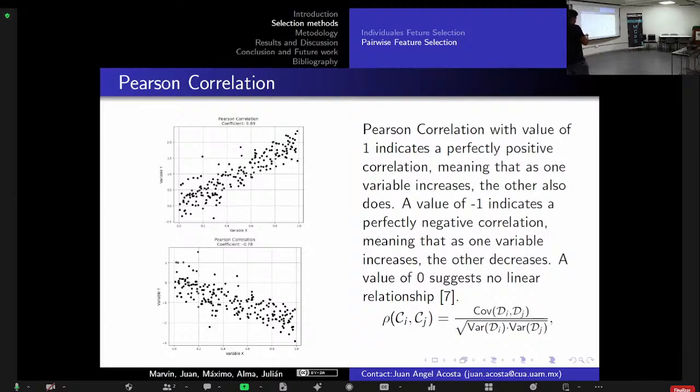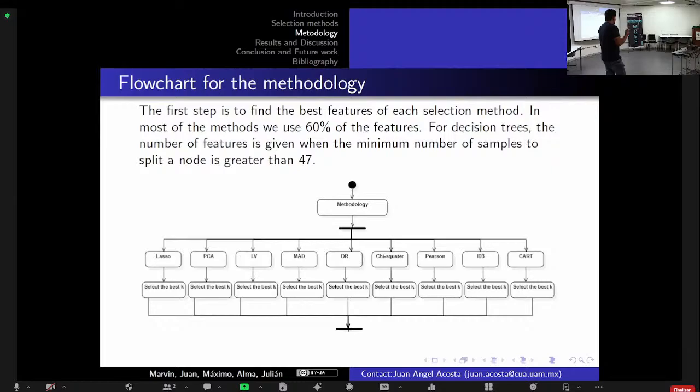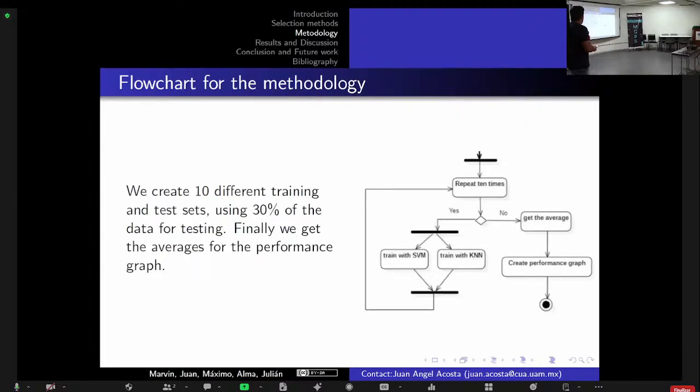Our methodology has two steps. The first is to find the best filters for each selection method. In this case, the maximum number of filters in our problem is 60% of the filters, because after this percentage the performance in all methods does not improve. In the second step, we created 10 different training and test sets, using 30% of the data for testing. Finally, we get the average for the performance graph.